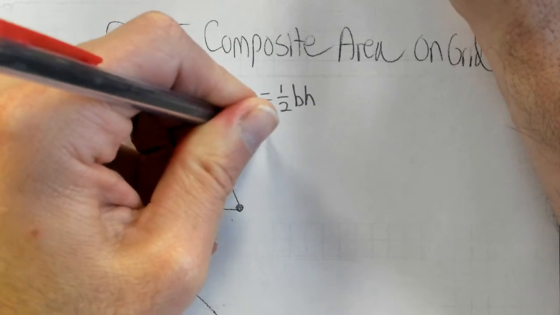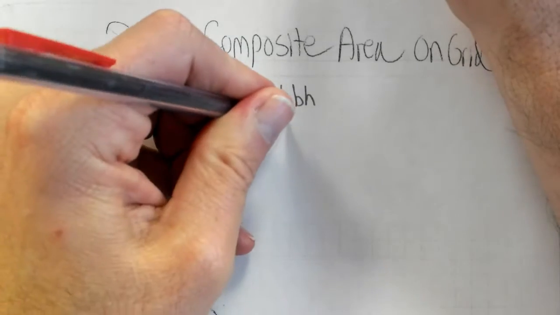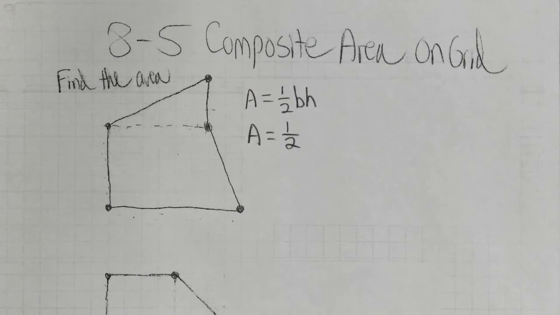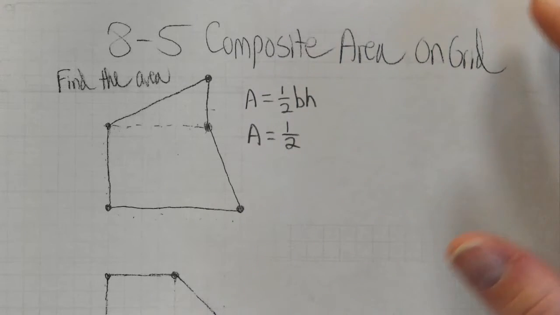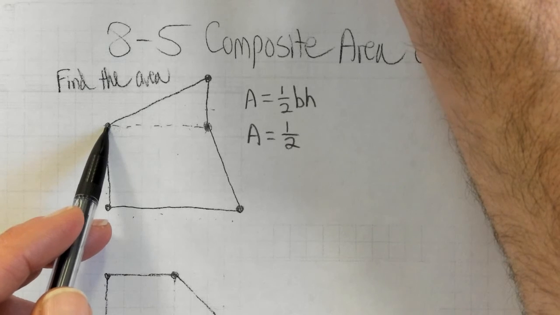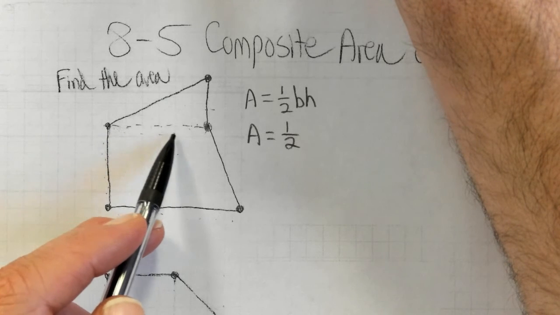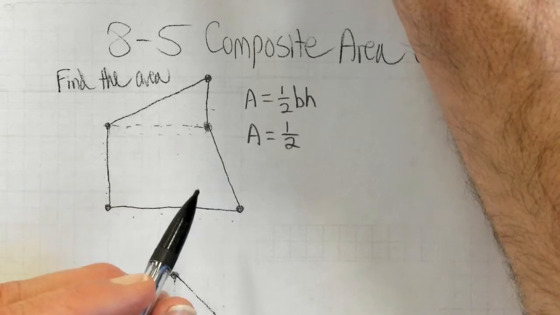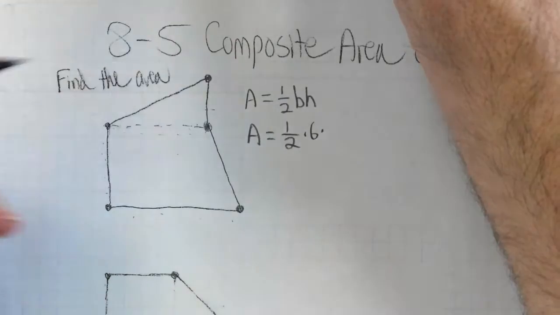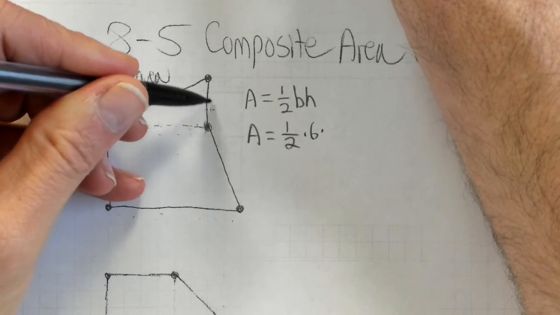The difference here, since we have a grid, is that the lengths are not going to be given to us like they were in the last section, but we just have to count the grid and see what they are. For example, if we want the base, we count across: 1, 2, 3, 4, 5, and 6. So the base would be 6. The height of the triangle, counted: 1, 2, and 3.